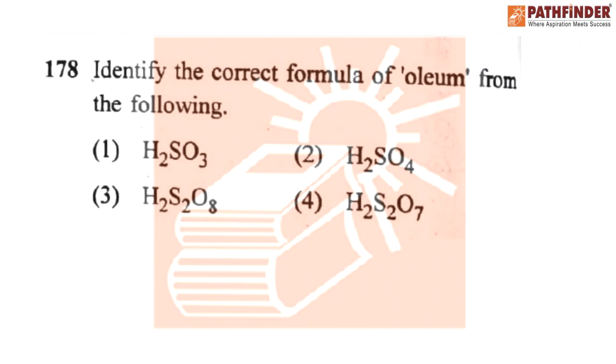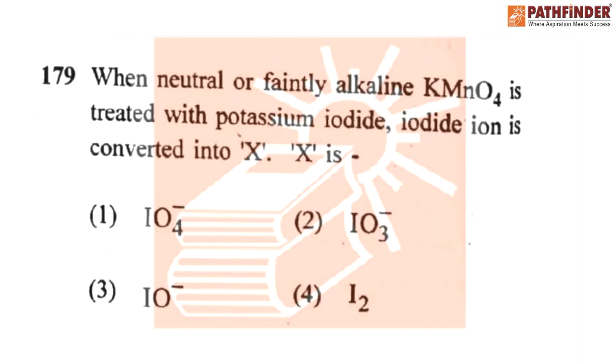Identify the correct formula of oleum. Very, very simple. H2S2O7 is known as oleum. Let's move on to the next question, 179. When neutral or faintly alkaline KMnO4 is treated with potassium iodide, iodide ion is converted into X. This is also a reaction which is written in your NCERT book, page number 227. You can check it out in the new version.